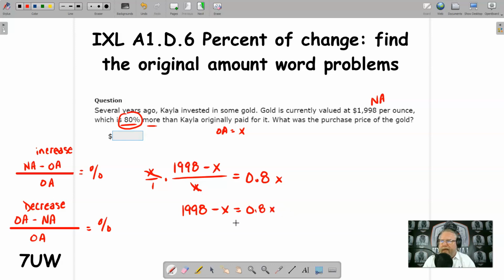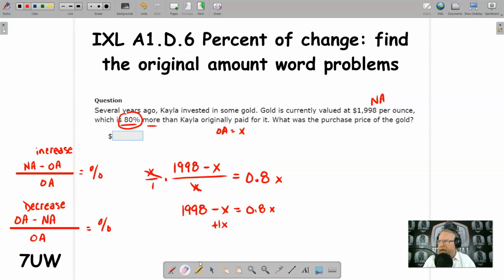Now the next thing we need to do is go ahead, and we have X's on both sides. So I want to get rid of this negative X, so I'm going to add an X to it. I'm technically adding 1 times X, or 1X. So if I add 1X over here to the other side, I would get 1.8X. I'm just adding X to each side.